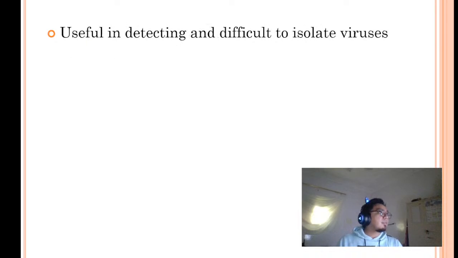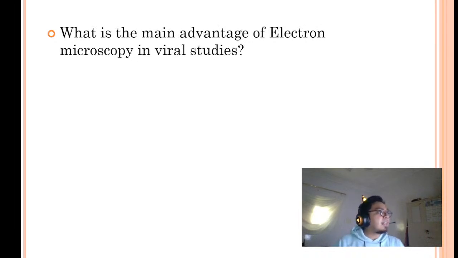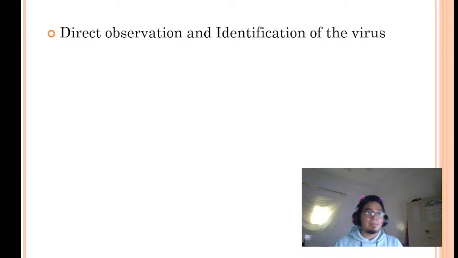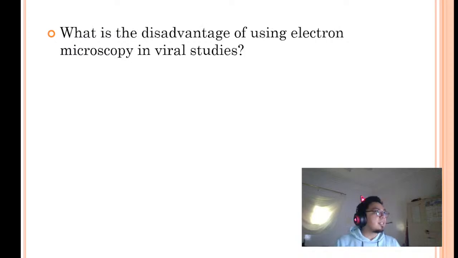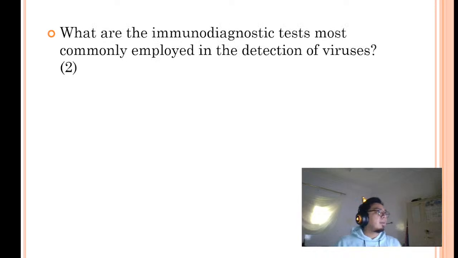All right. What is the main advantage of electron microscopy in viral studies? You can directly observe and identify the virus. All right? You can directly observe them. What is the disadvantage of using electron microscopy in viral studies? It's labor intensive and it's impractical. Okay?